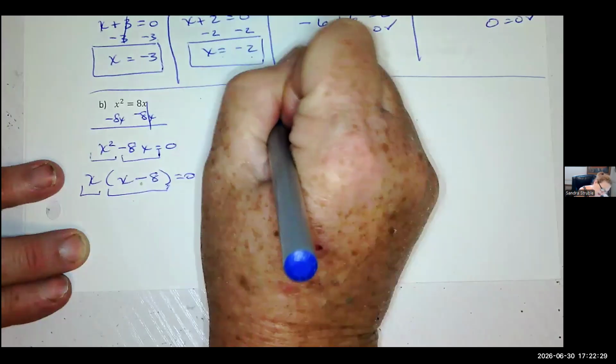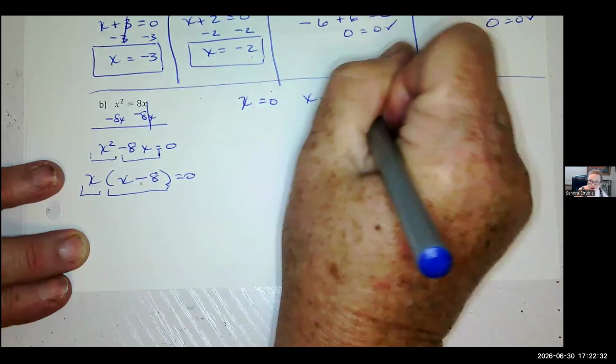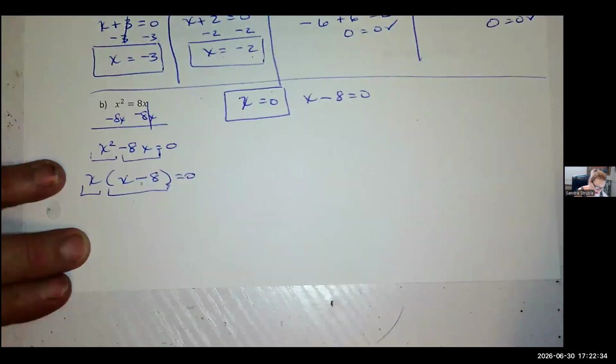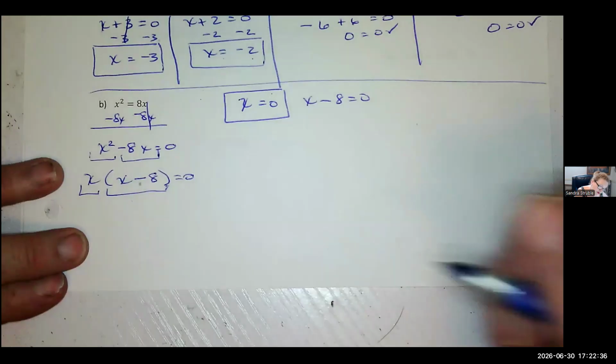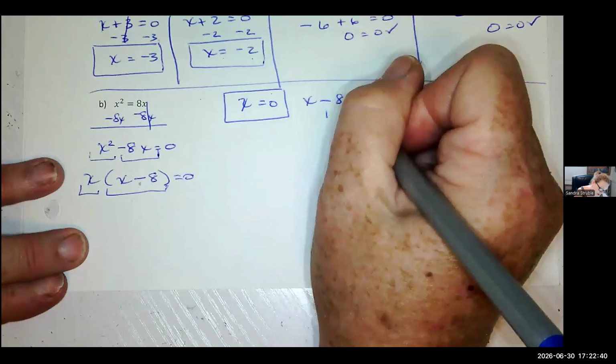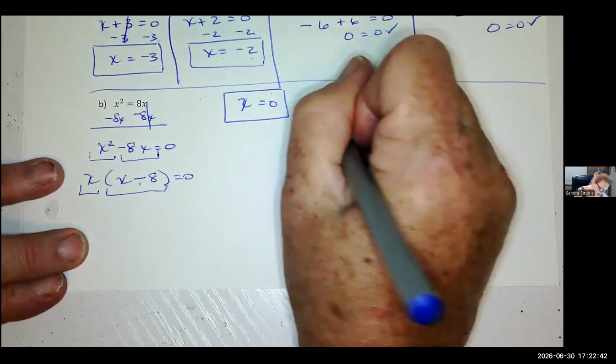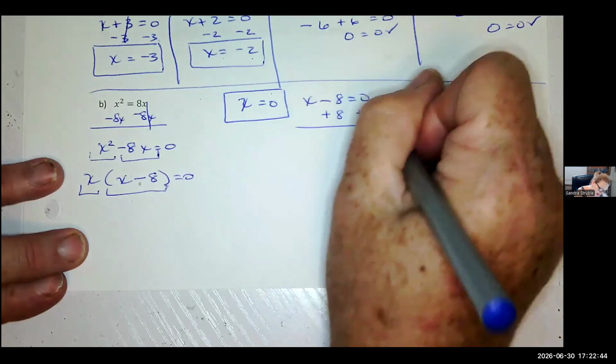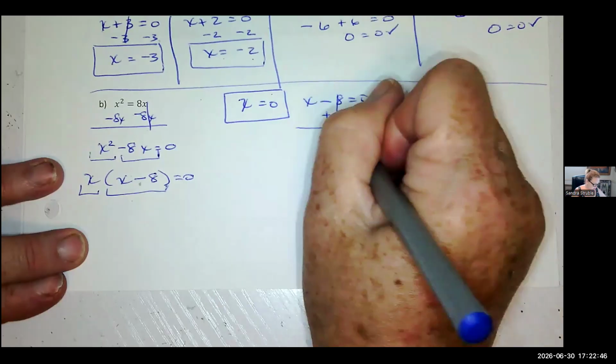Now, this is already an answer. I can put a box around it. It's already x is equal to a constant. Perfect. The next one, I need to solve for x on one side by its little lonesome. So I have to add 8 to both sides because 8 is subtracted from x. So x is equal to 8, and there is my second answer.